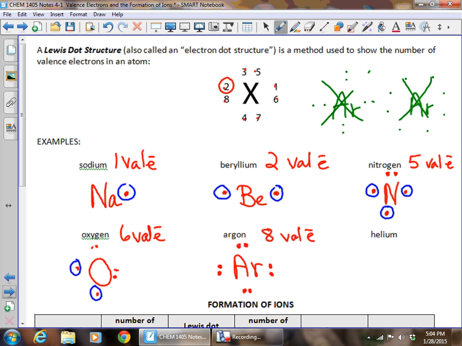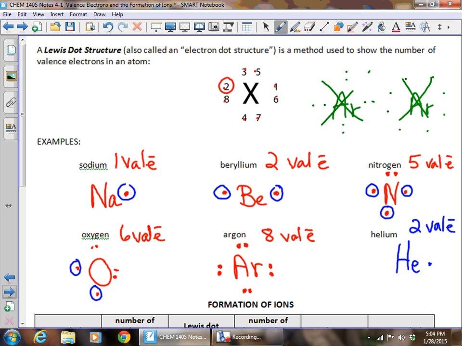Helium, which has 2 valence electrons, watch it, it's an exception. It can't have 8 valence electrons. It may be in group 8A, but it only has 2 electrons. Kind of hard to have 8 valence electrons if it's only got 2 to begin with. So it only has 2 valence electrons, exception to the rule.